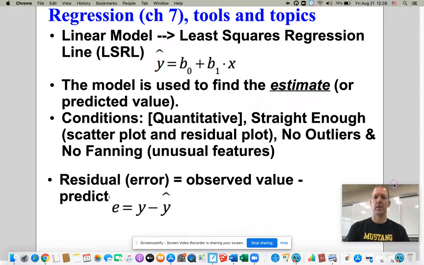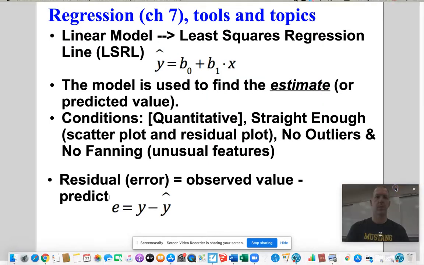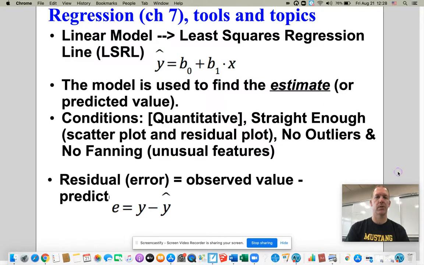Hello, this video is covering some of the regression tools you're going to need to make equations and understand residuals, and looking at the conditions you need to make sure the data set that you have in front of you is good for a linear model. So you can see the first slide here talks about the equation.